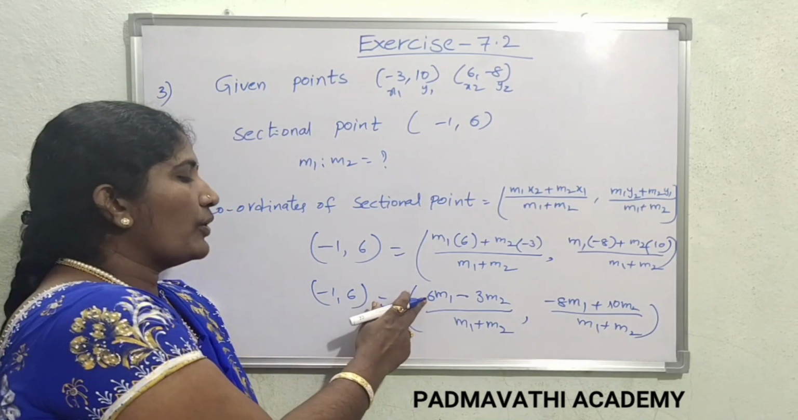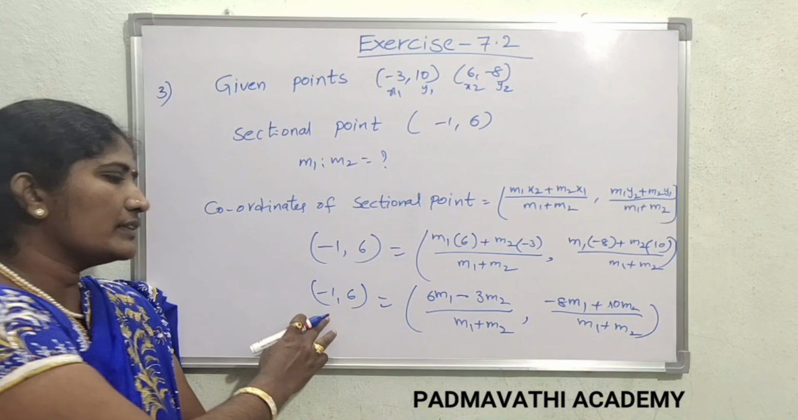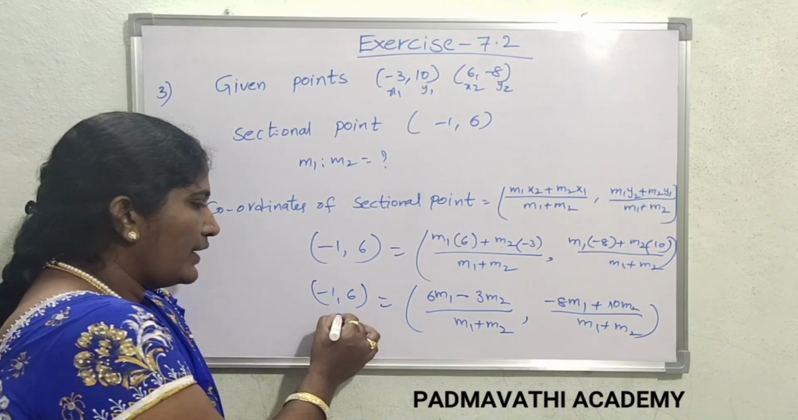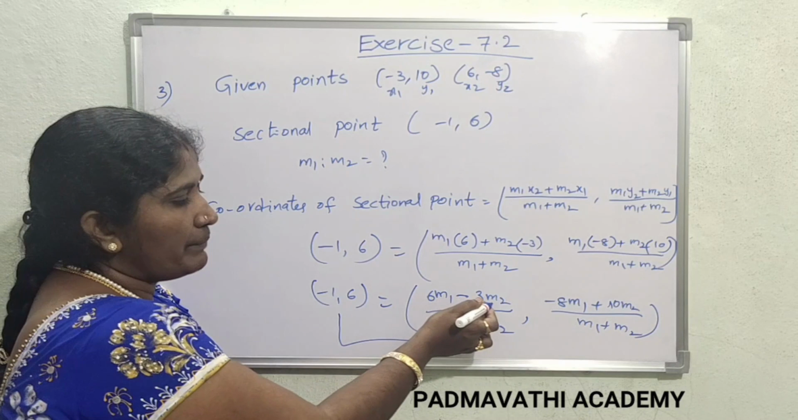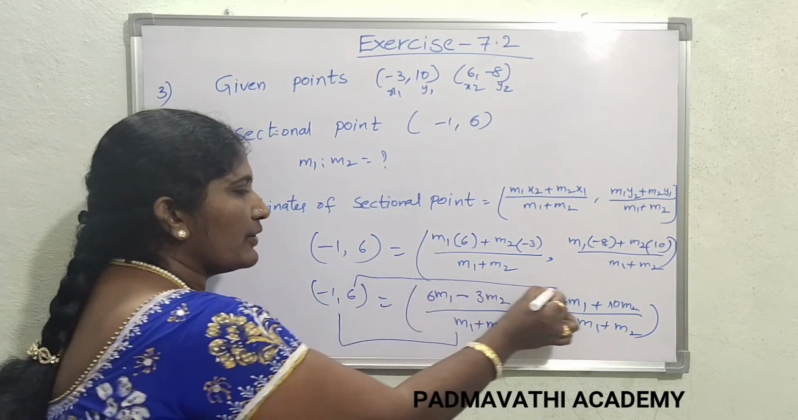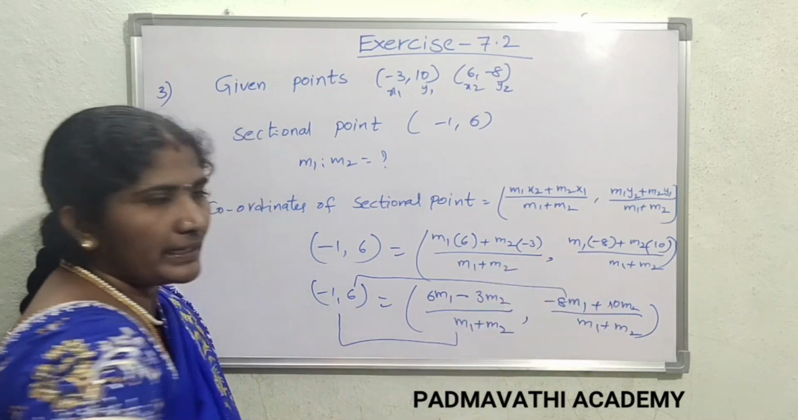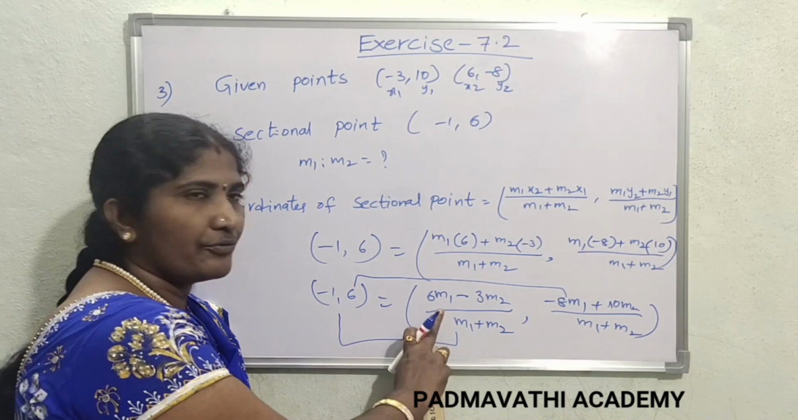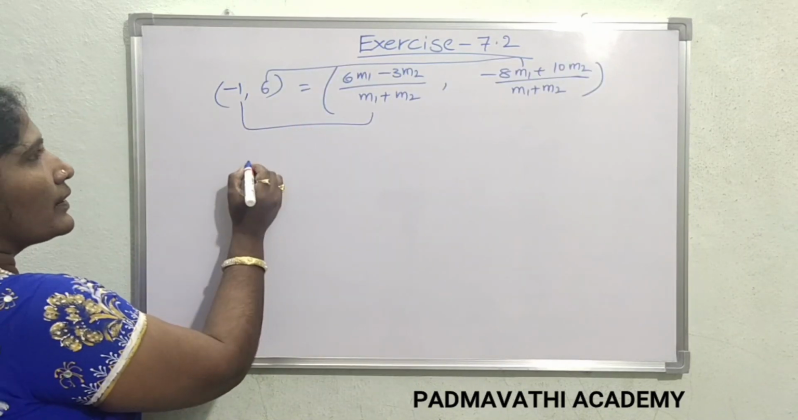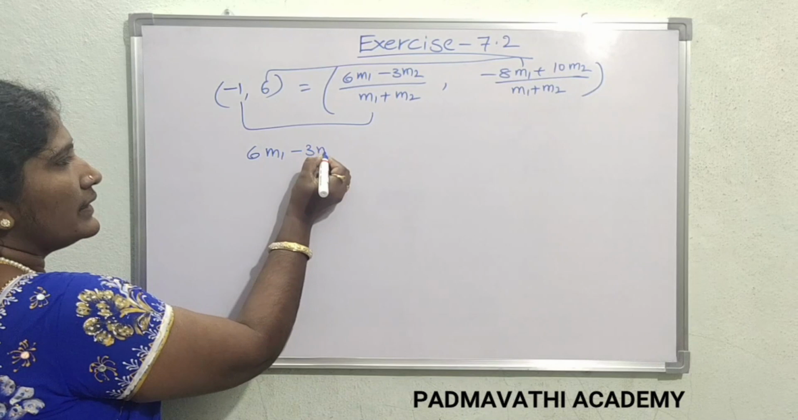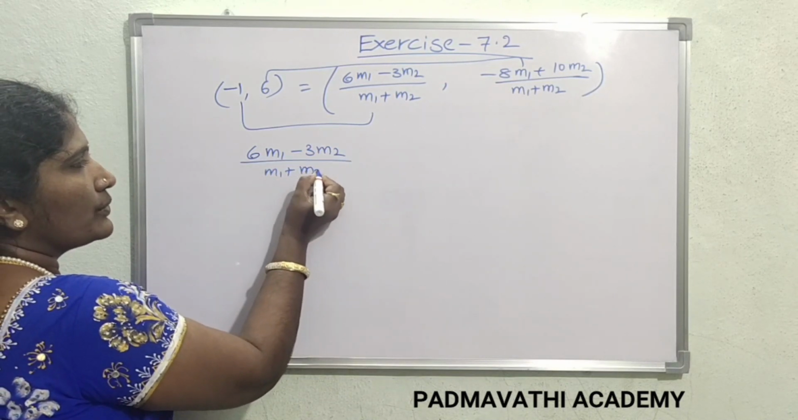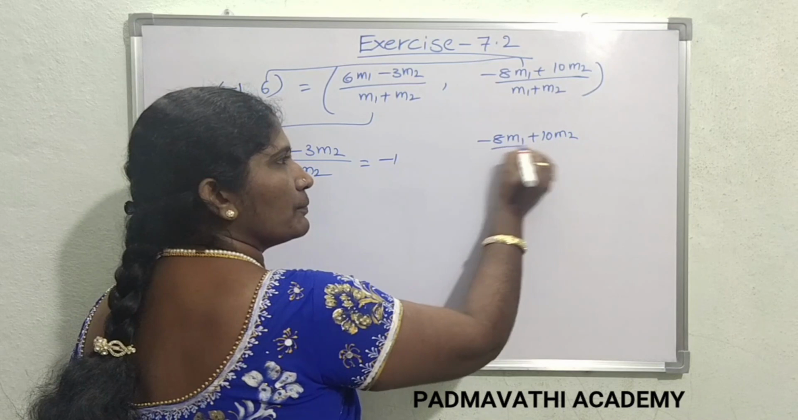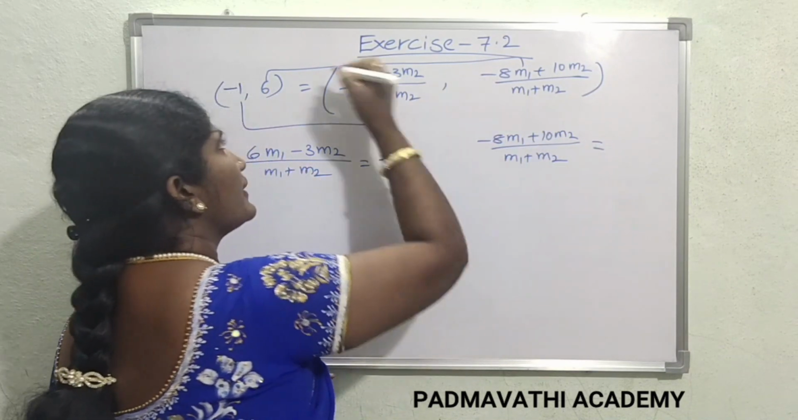First the variable's coefficient we will write, next the variable. Now here these 2 points are equal. That means the first coordinate is the x coordinate, the next one is the y coordinate. So minus 1 is equal to (6m1 minus 3m2) by (m1 plus m2), and 6 is equal to (minus 8m1 plus 10m2) by (m1 plus m2). By equating these, we can get two equations. By solving the two equations, we can find m1 and m2. Now, (6m1 minus 3m2) by (m1 plus m2) is equal to minus 1, and (minus 8m1 plus 10m2) by (m1 plus m2) is equal to 6.